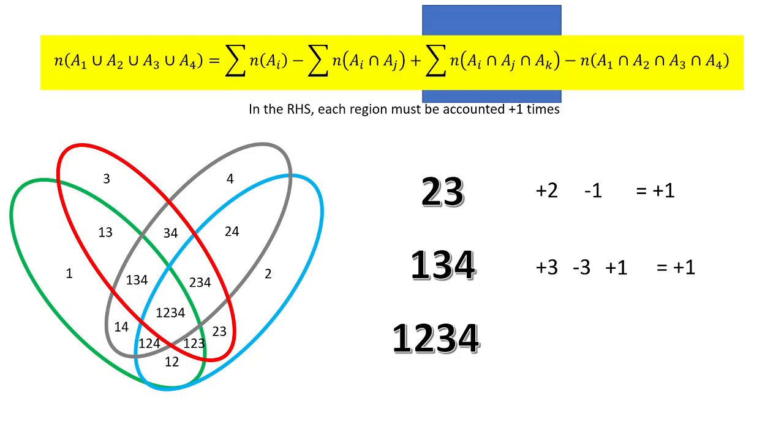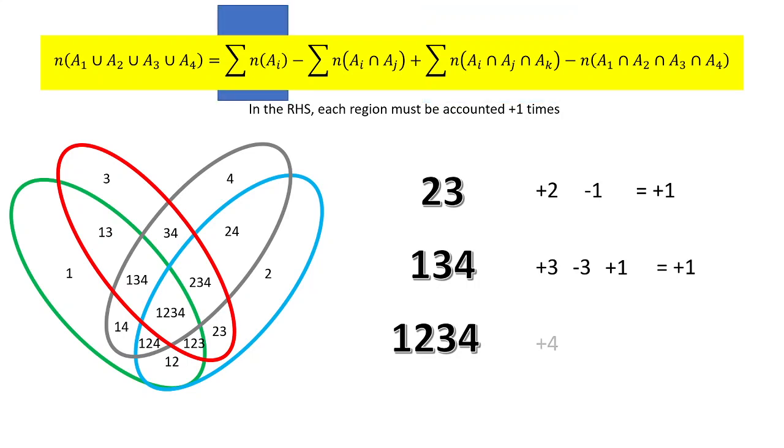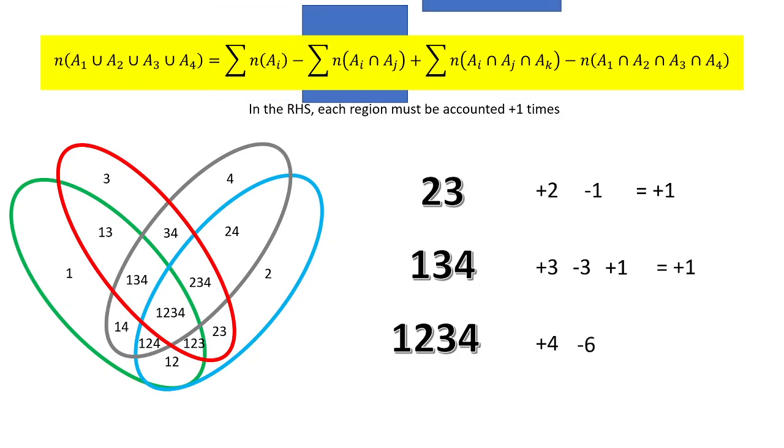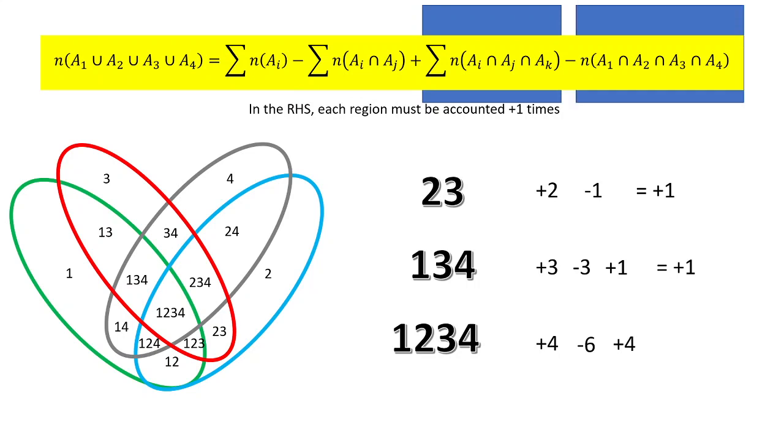How about 1, 2, 3, 4? You can do it as an exercise. 4 times, 4C2 times minus 6 times, and 4C3 times added plus 4 times, and 4C4 times subtracted minus 1 time, and that also turns out to be 1.